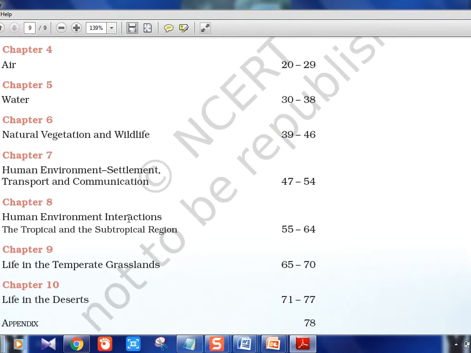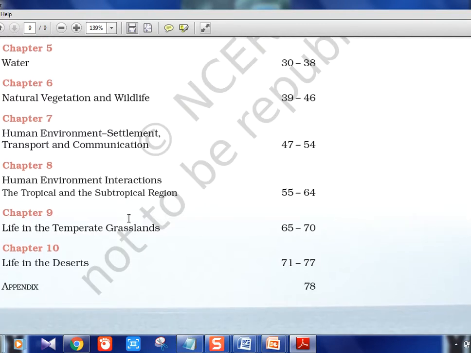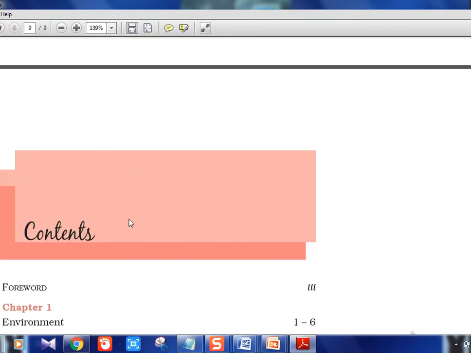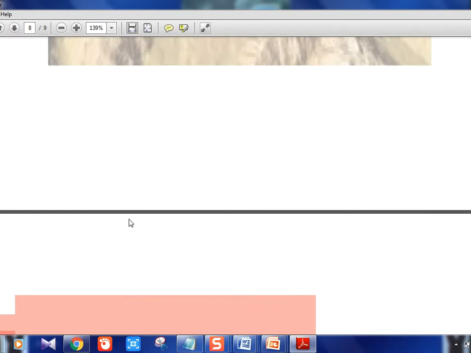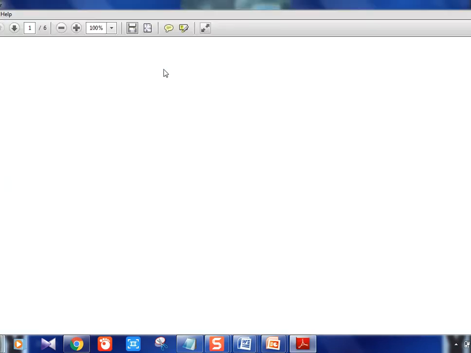Then human environment. Human geography is actually a very important part: settlement, transport, communication, the sectors of economy and all those things. Then different regions like tropical and subtropical regions, the temperate grasslands and life in deserts. This is what you have to see, maybe 4 to 5 videos. I'll do it very quickly so that we complete our NCERTs and then we can focus more on other things. So we'll start chapter 1, which is the environment.